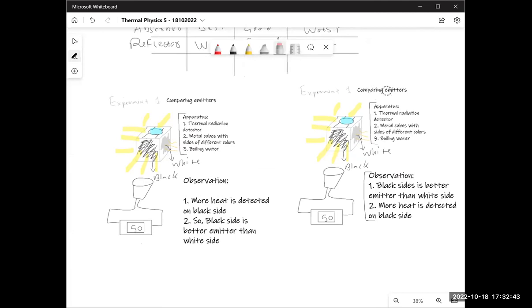Next experiment is basically comparing absorbers. Look, I'm spending more time on this because I want you to understand. I don't care about running off completely. If you understand and if you have all the details, you can answer all questions in the exam. Experiment 2.